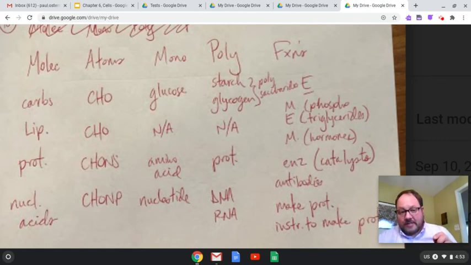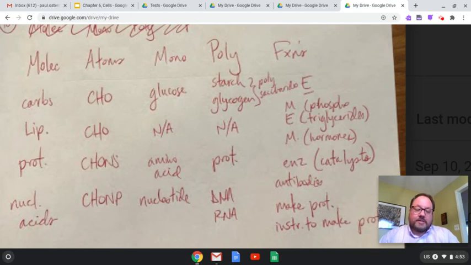Proteins, they're made of chons. They have nitrogen and sulfur. Amino acids link together to form these big proteins. And they can do all sorts of things. They can be enzymes that speed up chemical reactions or catalyze chemical reactions. They could be antibodies. It could be collagen. It could be pumps and channels and cell membranes. Like proteins do a lot of things.